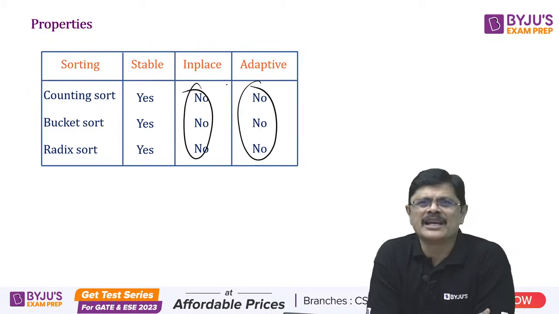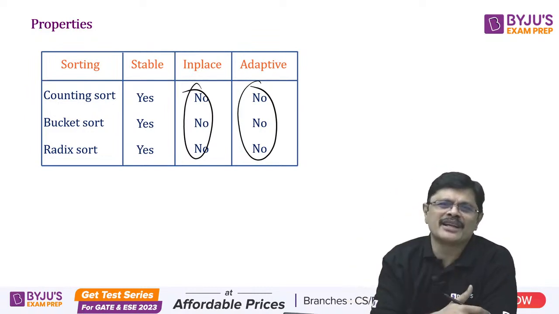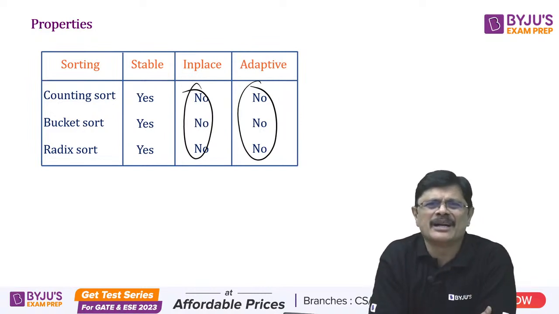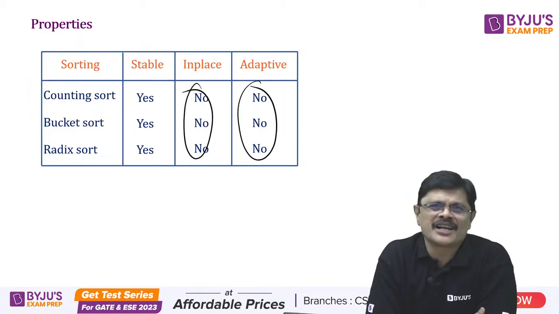Of course they are stable, equal keys stay ordered, because when you put those values in the other array, you can keep track of that. Stability can be maintained, my dear friends. But in place, no, because we require an additional array, and adaptive, no. So these are the properties for all the sorting algorithms, my dear friends.